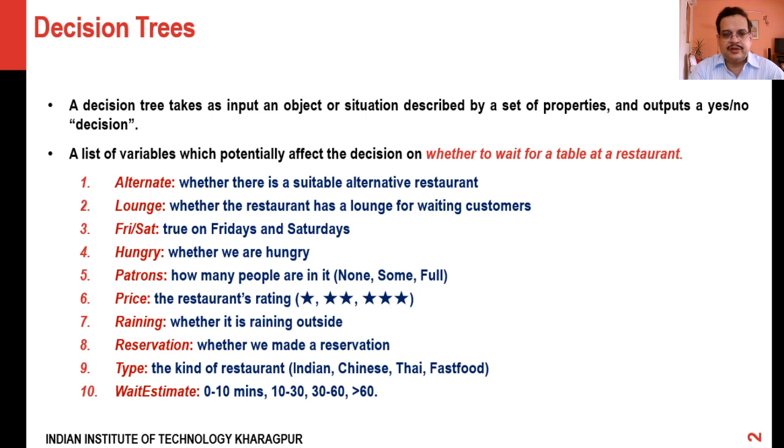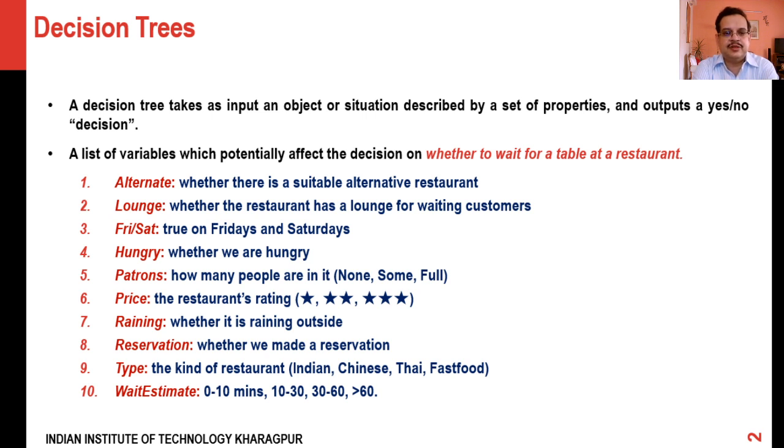So if we look at the different criteria which may affect the decision to wait or not to wait for a table at a restaurant, here is a list of 10 such attributes which could possibly influence the decision. We do not know a priori which of these are actually relevant, but we note down that these could be possible reasons for deciding to wait or not to wait.